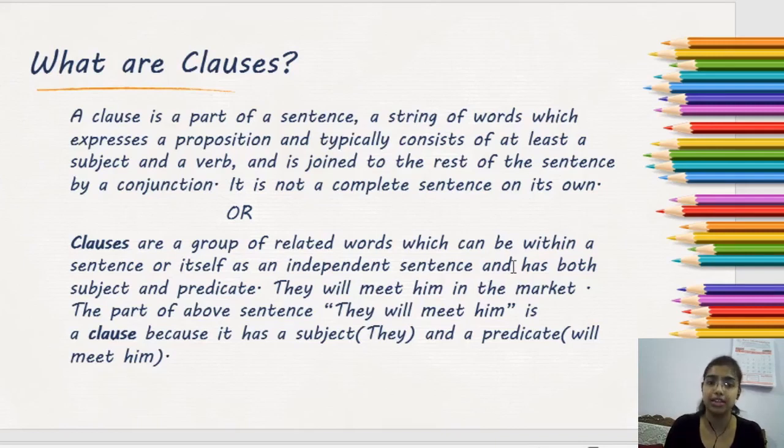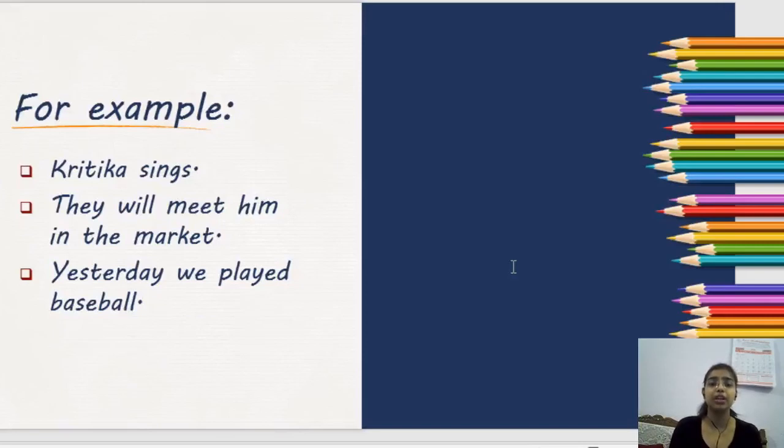Let's move to our next slide. For example, Kritika sings. Kritika is the subject, whereas sings is the verb. Both the conditions of being a clause have been satisfied. They will meet him in the market. This sentence we have discussed just now. Yesterday, we played baseball. We is the subject and played is the verb. So, yesterday, we played baseball satisfies the condition of being a clause.